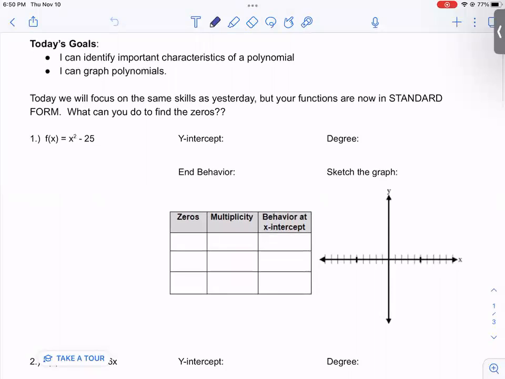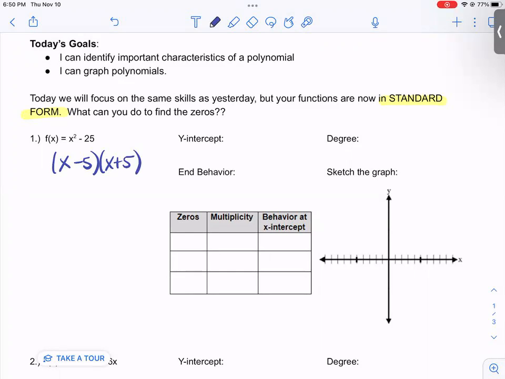The only difference from yesterday is now we have these functions in standard form, which means that we have to factor them and then use the factored form to find some of the different pieces that we need. So let's start off with this first function, f of x equals x squared minus 25. This is a difference of two squares, so it's going to factor into x minus 5 times x plus 5.